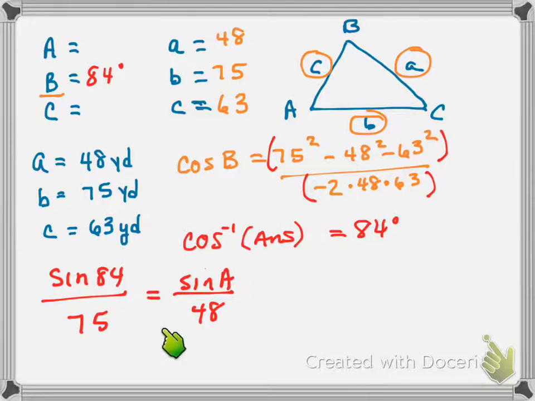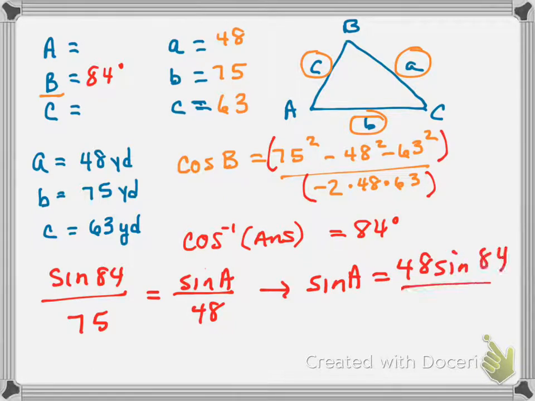So now I simply need to take this times this and divide by 75 to figure out what the sine of A is. So this times this divided by this will equal sine of A. It looks like this: sine of A is equal to 48 sine 84 over 75. So type that in the calculator and then do inverse sine so that you'll know angle A.